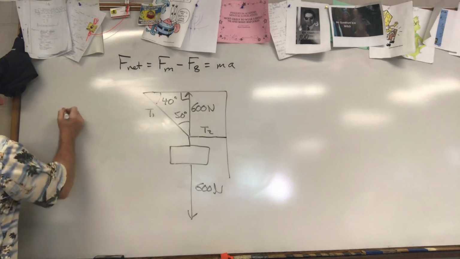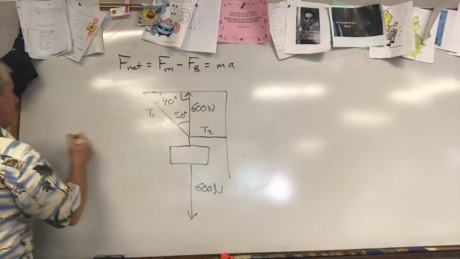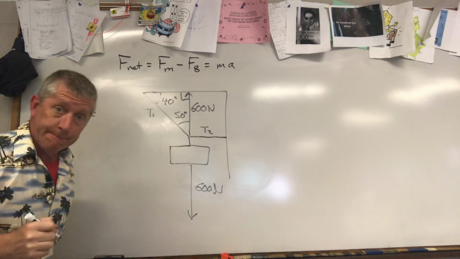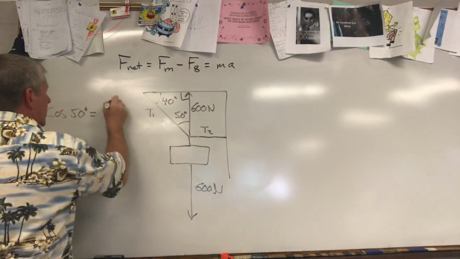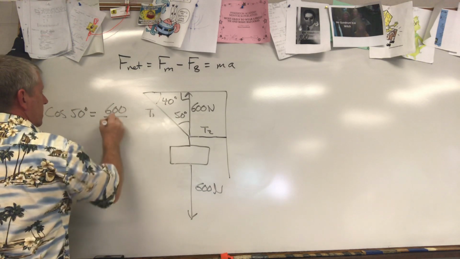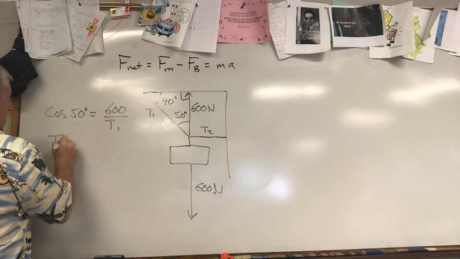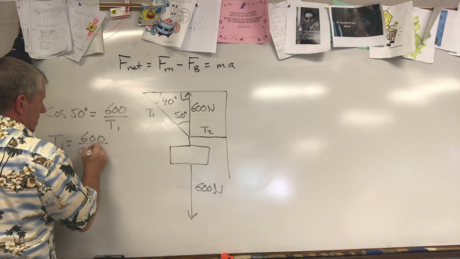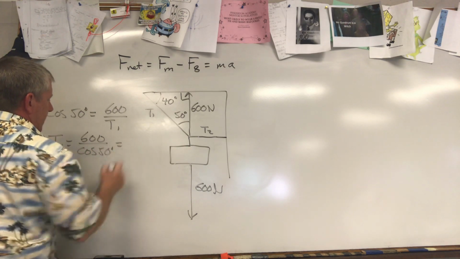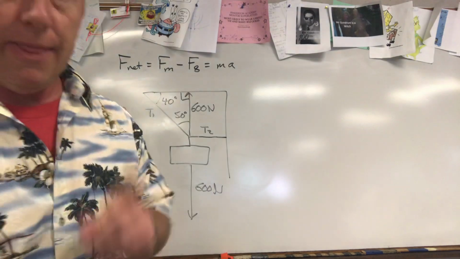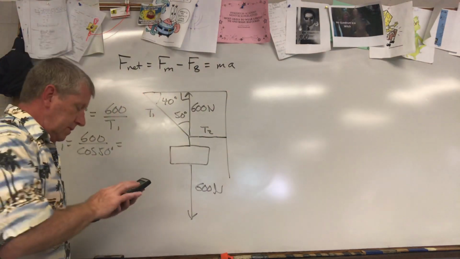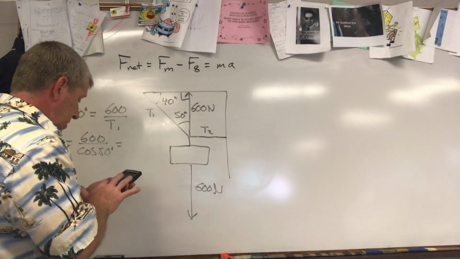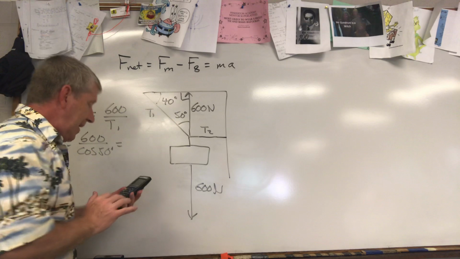Okay, so let's see. This is the adjacent side. This is the hypotenuse. So the cosine of 50 equals my adjacent side over the tension 1, T1 equals 600 divided by the cosine of 50 degrees. And if we do that out, we'll get the tension in that first rope. So let's see what we got here. We got 600 divided by the cosine of 50, and we get 933.